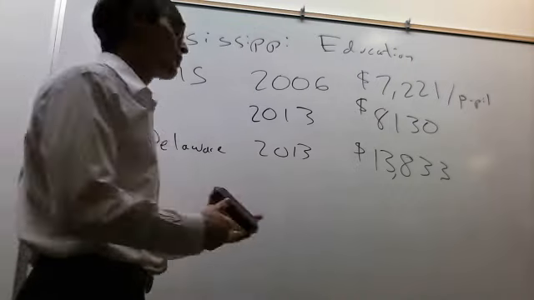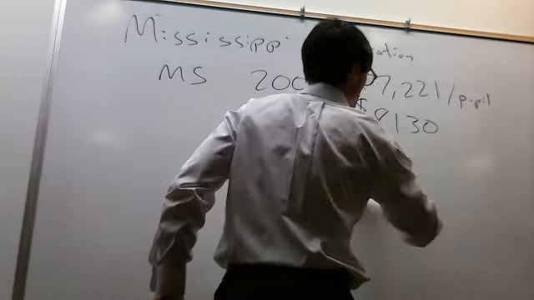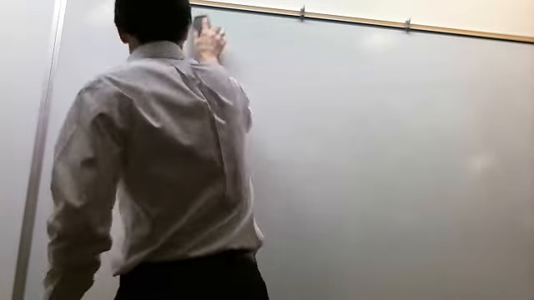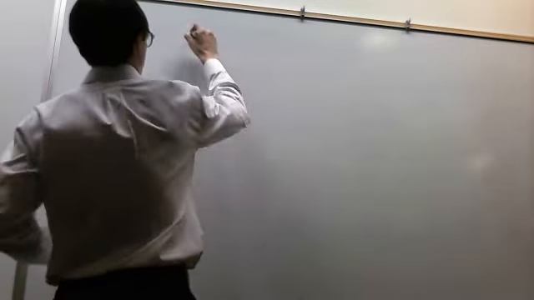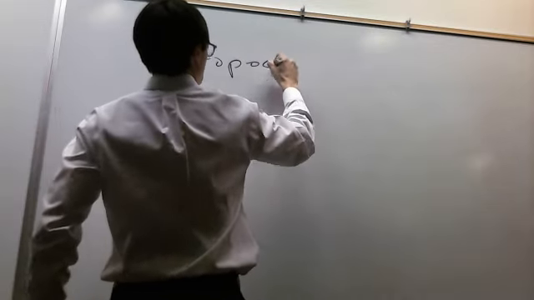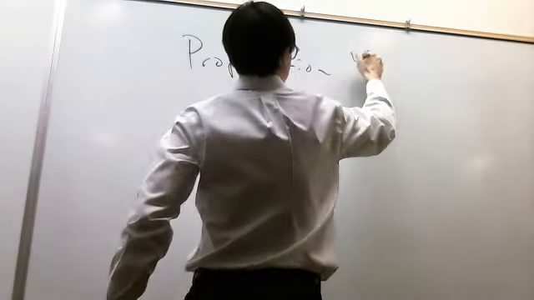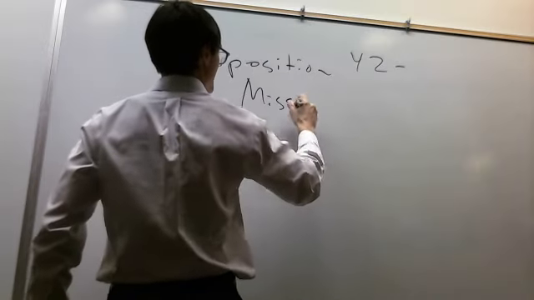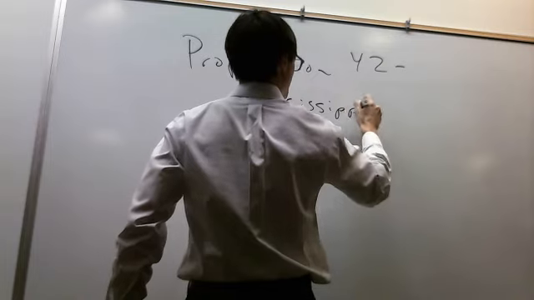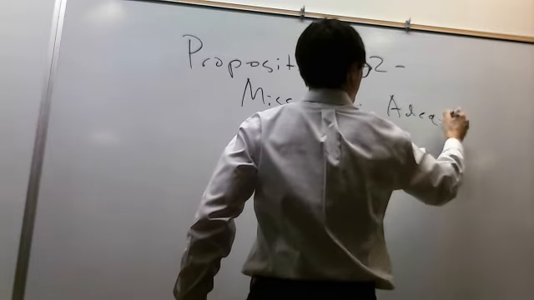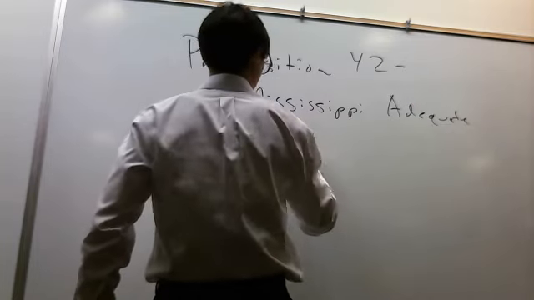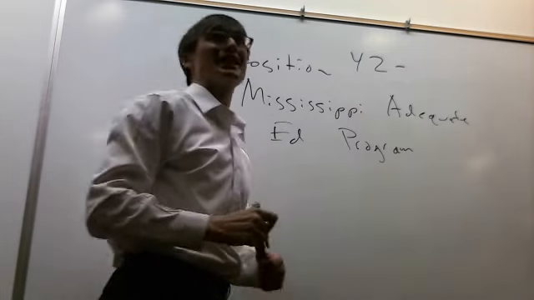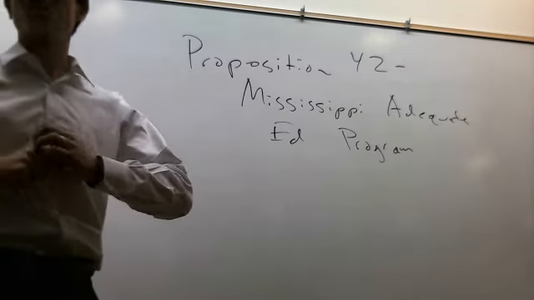Now there was a proposition, there was an initiative that tried to address some of these issues. You guys remember this from the fall? So Proposition 42 was to Mississippi adequate education program. Well, that's definitely how the people that didn't like it were spinning it, right?